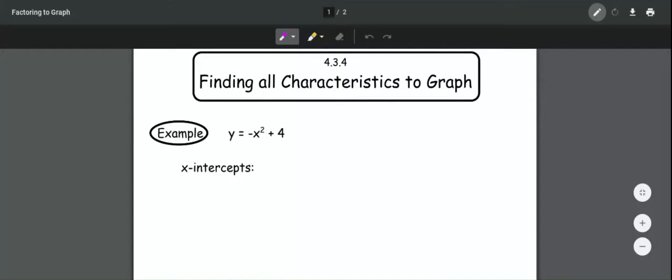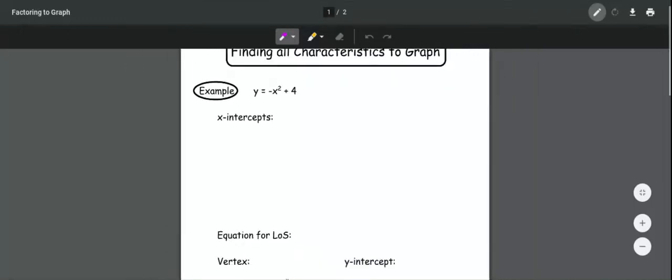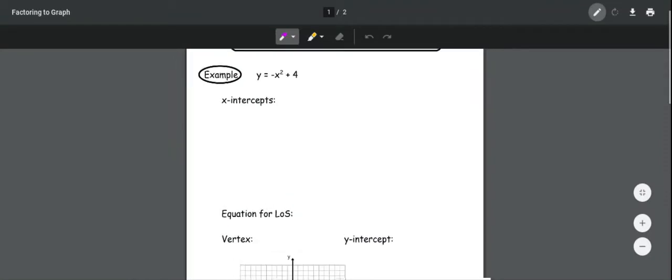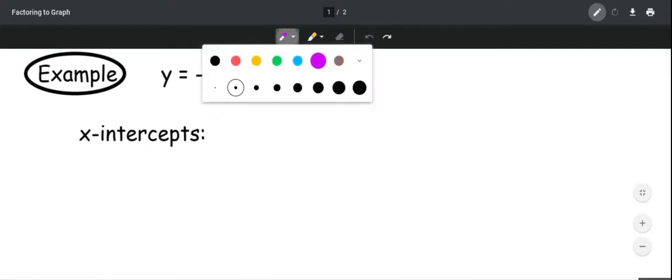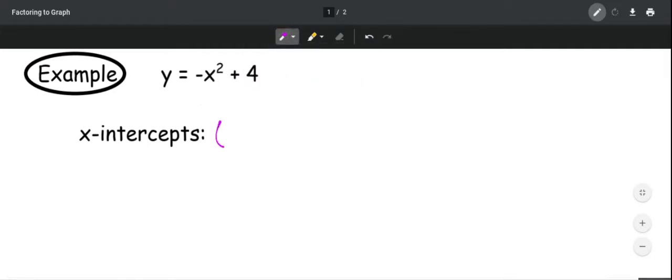Of finding all characteristics to graph. So I'm going to give you an equation, and you need to graph it. So I give you all of the pieces that we need. So the first one is your x-intercepts. And if you remember, that is where y equals 0.